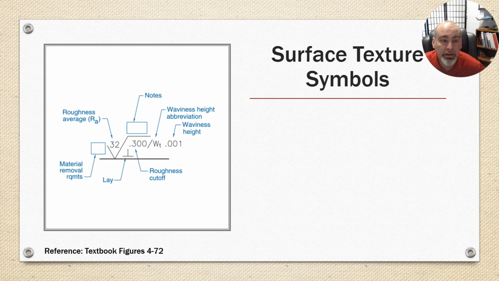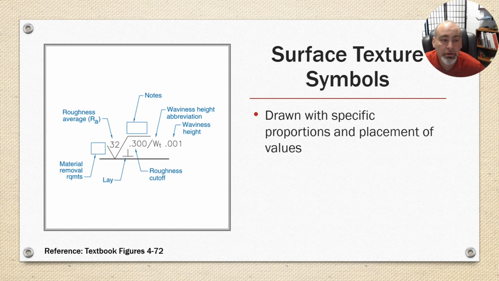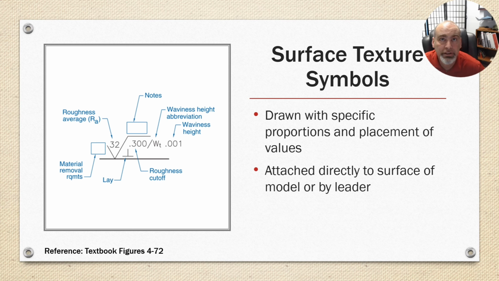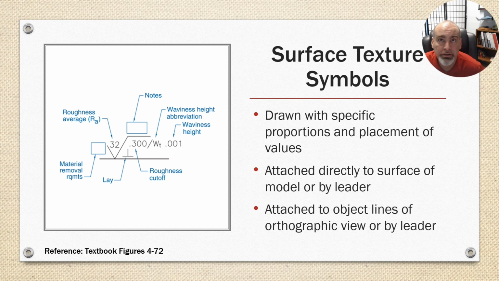Okay, surface texture symbols. They're drawn with specific proportions and placement of values. They're attached directly to a surface of a model or by a leader, and attached to object lines of an orthographic view or by a leader line. They're kind of similar to welding symbols, although they don't denote a side of a surface.